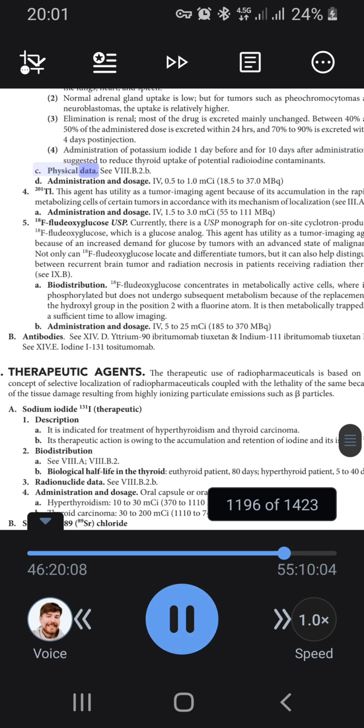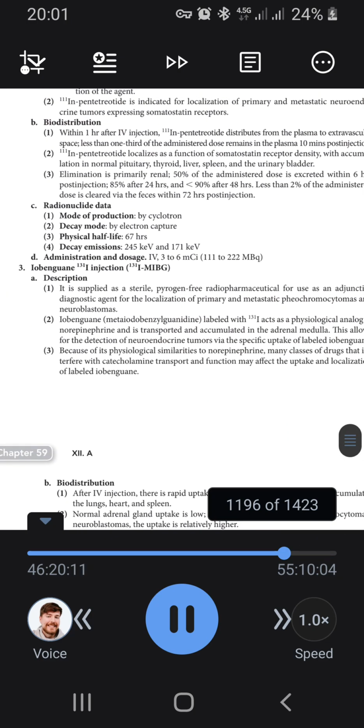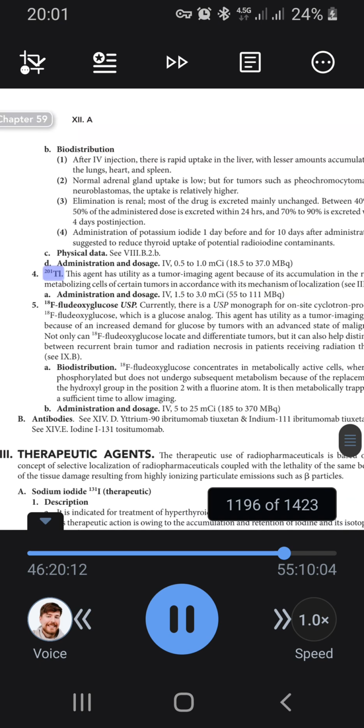C. Physical data. D. Administration and dosage. IV, 0.5 to 1 mCi, 18.5 to 37 MBq. 4. Thallium-201 chloride. This agent has utility as a tumor imaging agent because of its accumulation in the rapidly metabolizing cells of certain tumors in accordance with its mechanism of localization. A. Administration and dosage. IV, 1.5 to 3 mCi, 55 to 111 MBq.